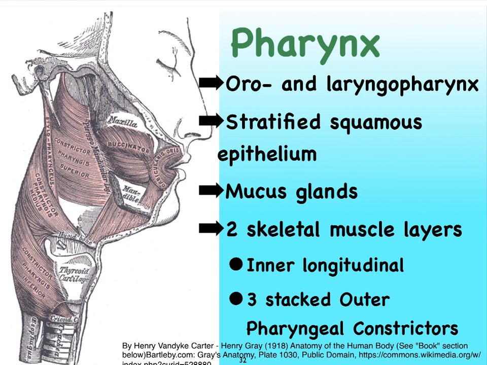And so this wraps up our discussion of the oral cavity with its accessory structures, namely the teeth, the tongue, and the salivary glands, and the pharynx.